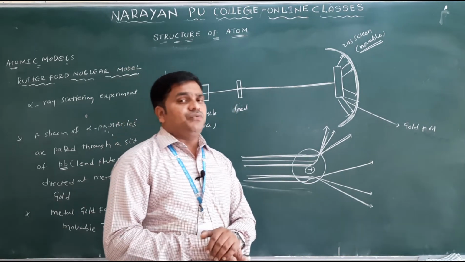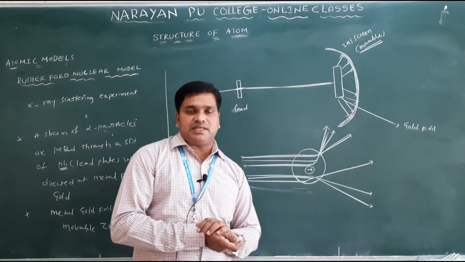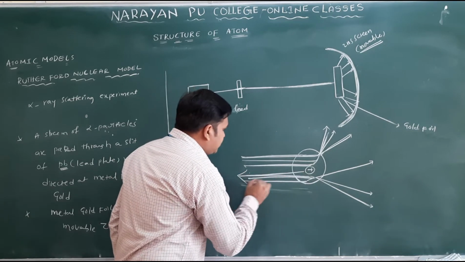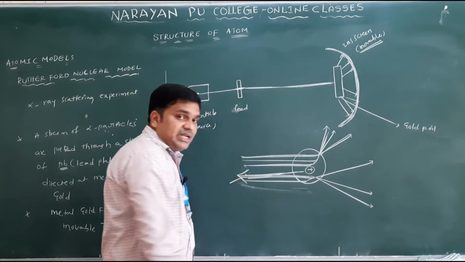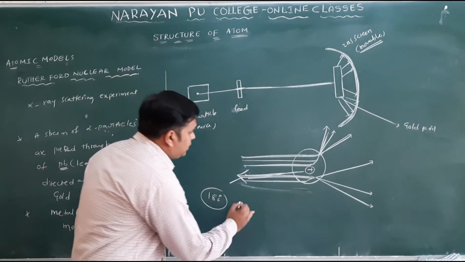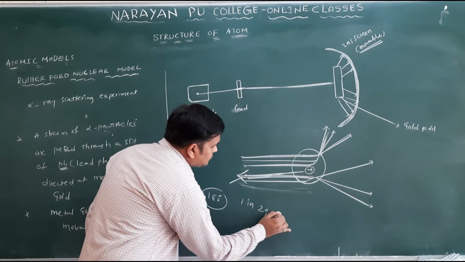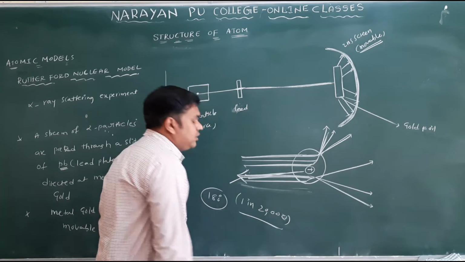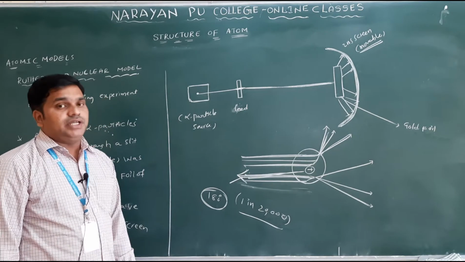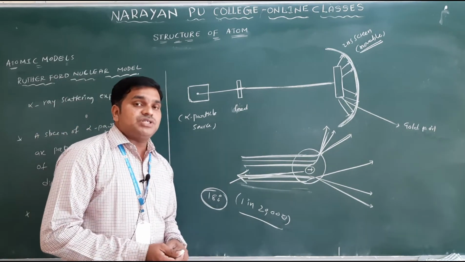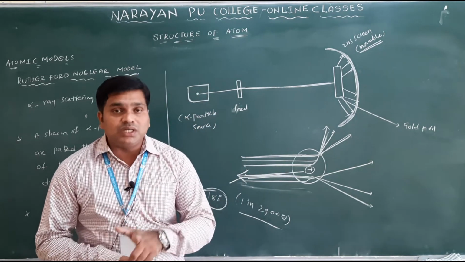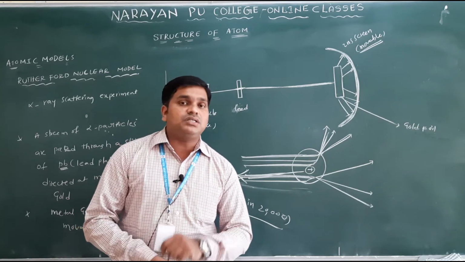And one more point: if you pass 20,000 alpha particles, one of the alpha particles is bounced back like this. How much angle is that bounce? 180 degrees only, 1 in 20,000. One of the alpha particles is bounced back by 180 degrees. This indicates that the positive charge is present in the smallest part of the atom, which we call the nucleus. So the nucleus is composed of positive charge only.